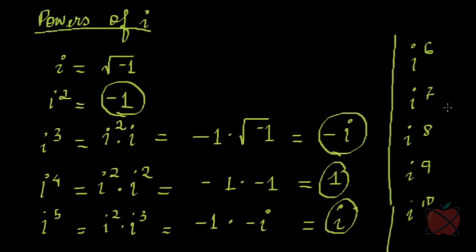Just give this a try, alright? Calculate all these values and you will see that these numbers, minus 1, minus i, 1 and i, they will keep repeating.